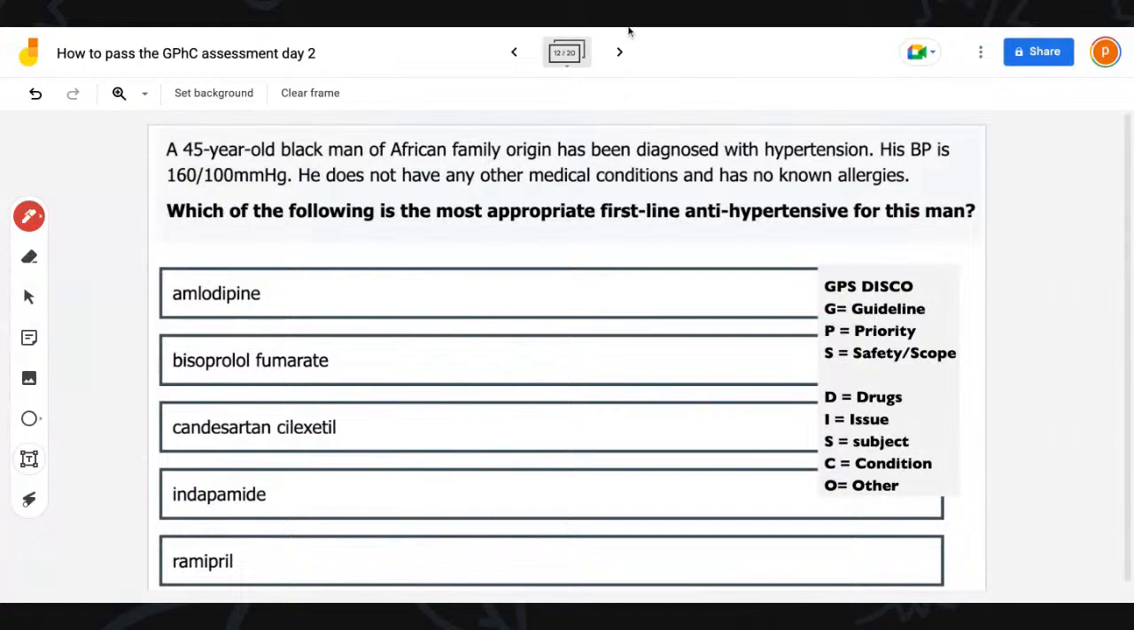Let's go on to the next question. Next question. Are we ready for next question? So this is the next question. Look at the question, and then we're going to apply our strategy to answer this one.